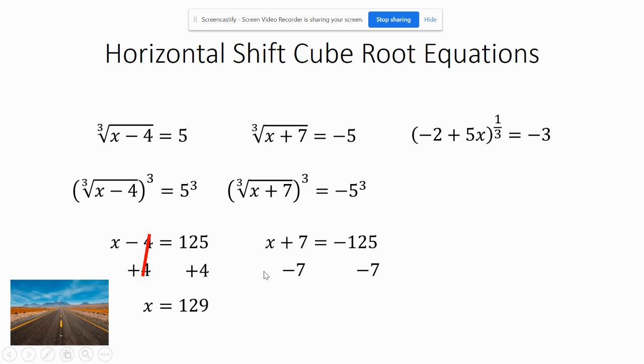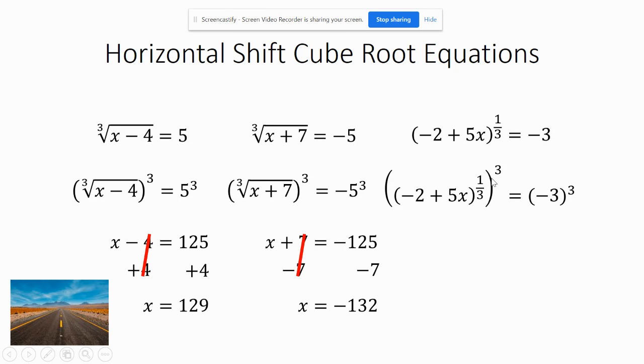I would undo the plus 7 with the minus 7. And negative 125 minus 7 is negative 132. Well, think about it. Negative 132 plus 7 is negative 125, and the cube root of negative 125 is negative 5.